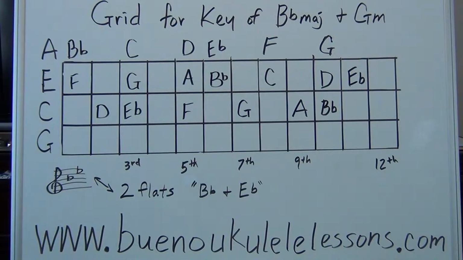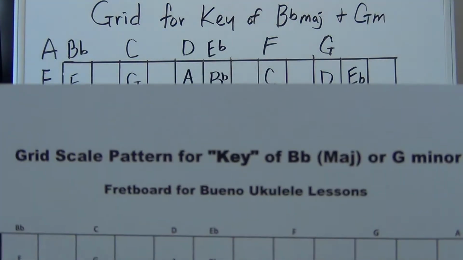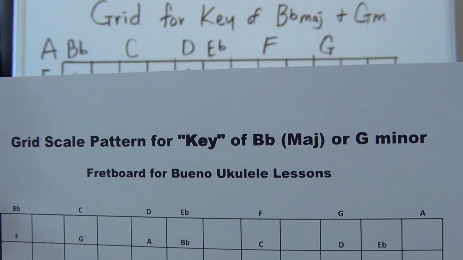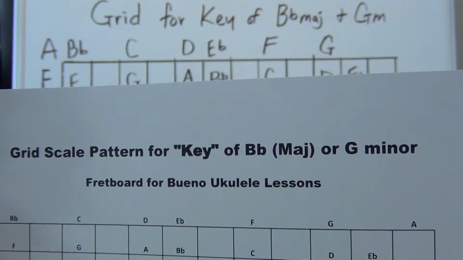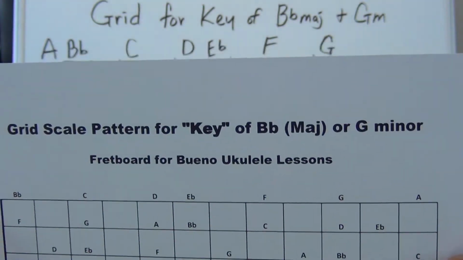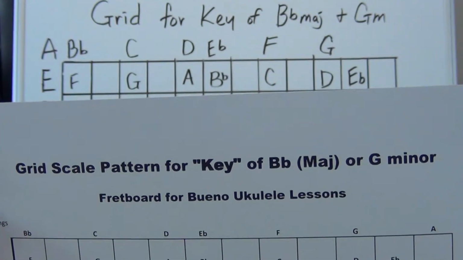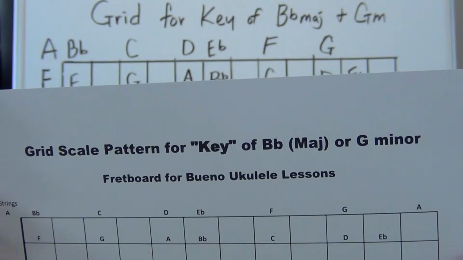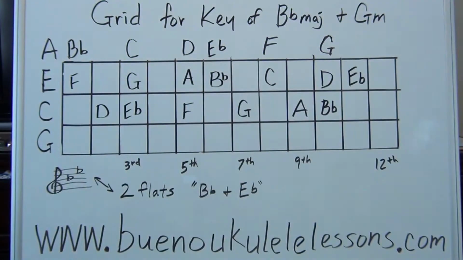Before we get started, you want to grab your music sheet that says grid scale pattern for key of B flat and G minor. So go ahead and pause the tutorial, grab your music sheet, and then come on back. Okay, we got the music sheet. Just to let you know, we will not be playing the ukulele in this lesson.